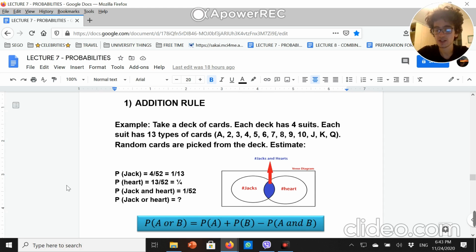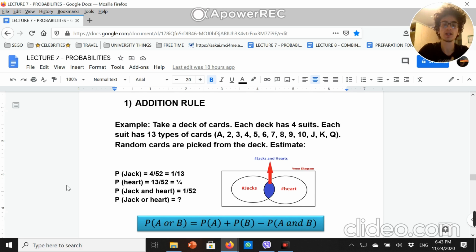Because in one deck there's only one card that's the jack of hearts. There's only one jack of hearts in a deck of 52 cards, right? So it's 1 over 52. And now the interesting part comes. What is the probability of scoring a jack or a heart?